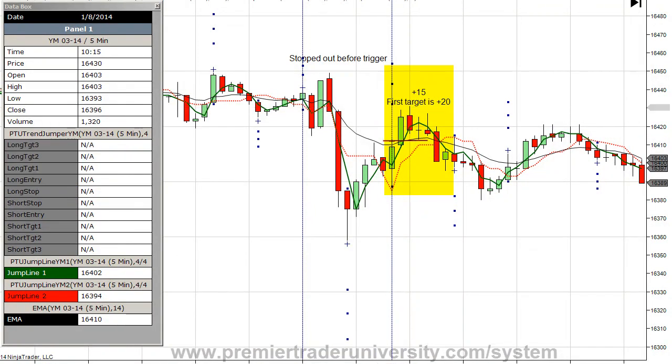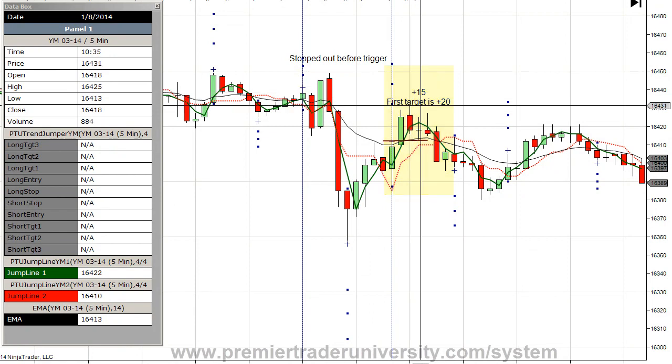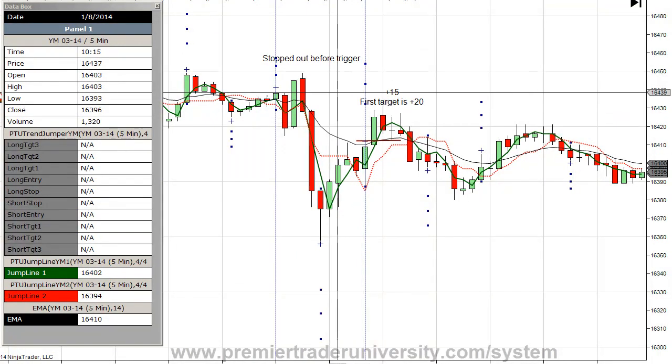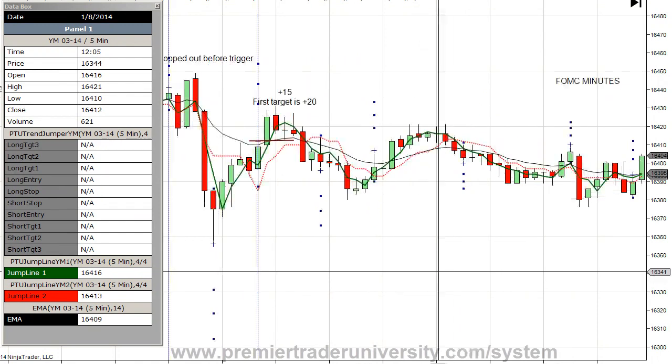First target is actually a 20. This trade goes up to +15. Are you going to let it come all the way back and stop you out? Probably not. These big trades are a gift. All right, so you get +15, even though it gets pretty close to the first target at +20.